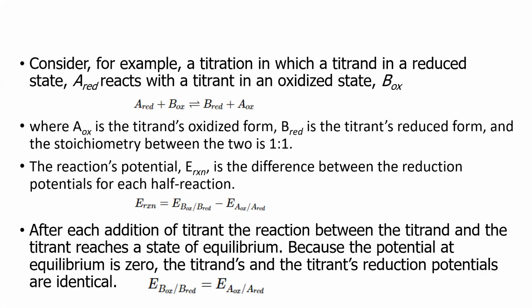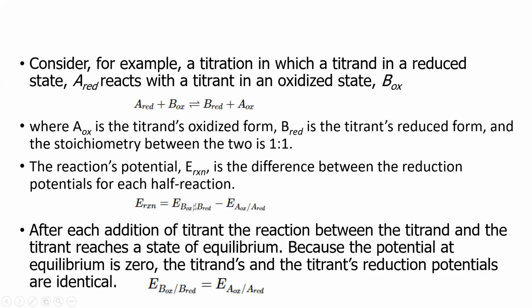The reaction potential is the difference between the reduction potentials for each of the half equations. You have the reduction half equation for your species B, the potential of that, and that of the reduction potential of A. That will give us the reaction potential, the difference between the reduction potentials for each of the half equations. Remember that A will have its own oxidation half equation, and B will have its reduction half equation.